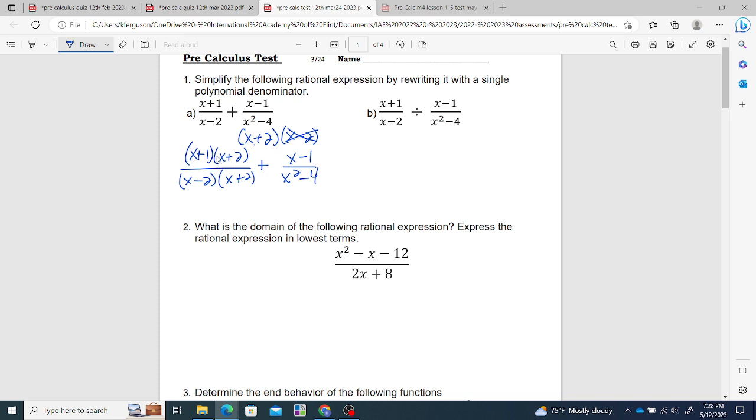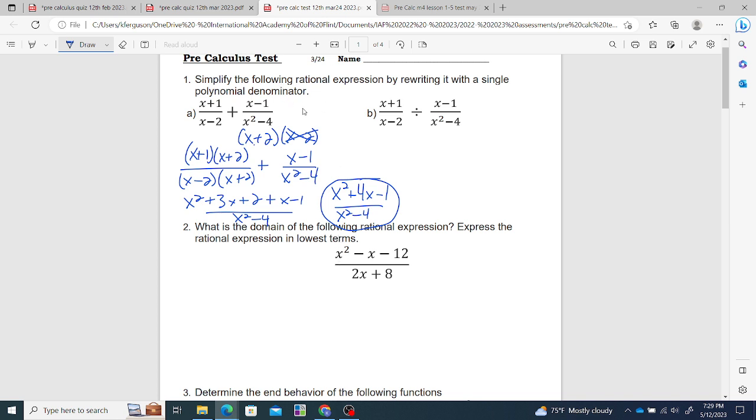Right? So now that I got that, I'll multiply this, and I'm going to get x squared, because I use FOIL, or the box method, however you want to think about it, x squared plus 3x plus 2, and then that's plus x minus 1 all over x squared minus 4. So I add the x to there, and I subtract the 1, so I'm going to get x squared plus 4x minus 1 divided by x squared minus 4. I can't simplify that at all. This is my answer.